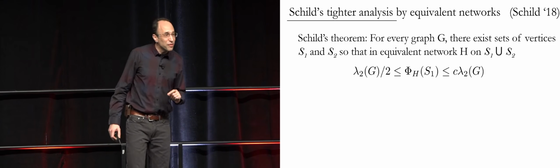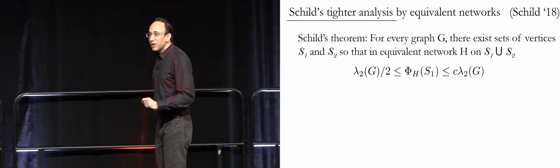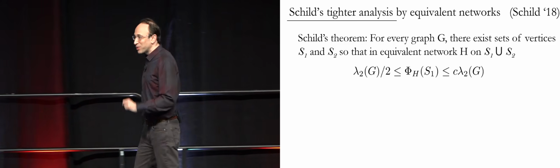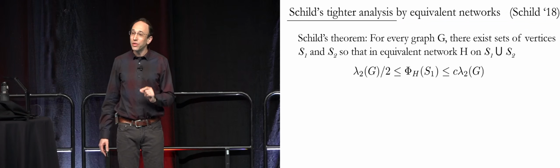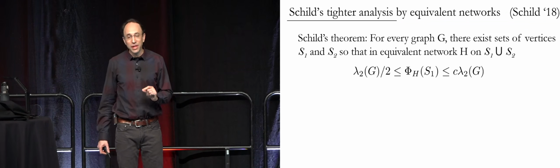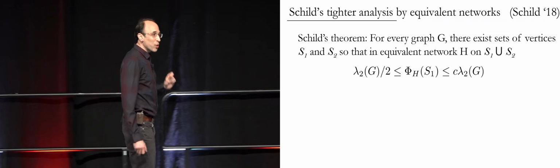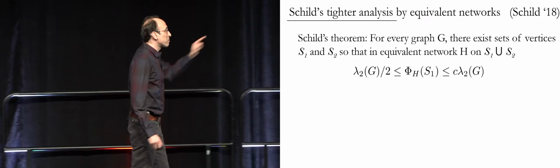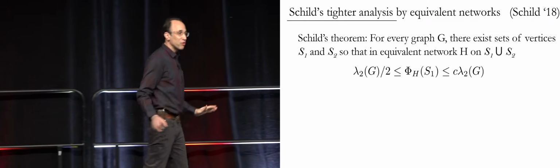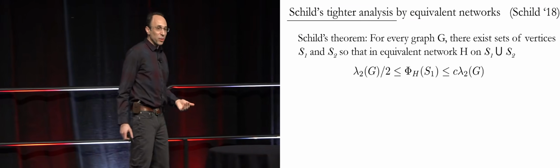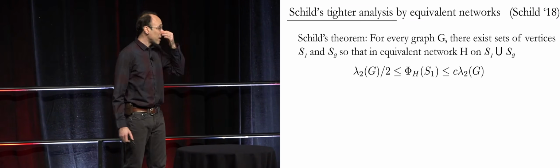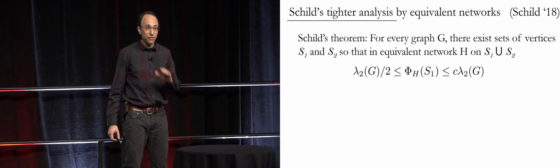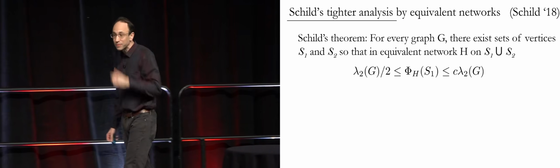So what it says is that for every single graph G, there exist 2 sets of vertices, S1 and S2, so that if we look at the equivalent network on their union, then the conductance of S1 in that equivalent network is a constant approximation of lambda 2 in the original graph. Maybe I should have written this the other way around. I should have said lambda 2 is approximated by the conductance of S1 in the equivalent network. But this is a very sharp characterization of lambda 2.